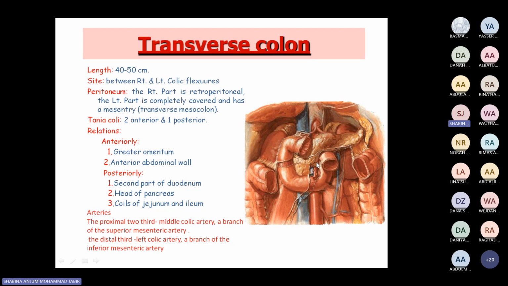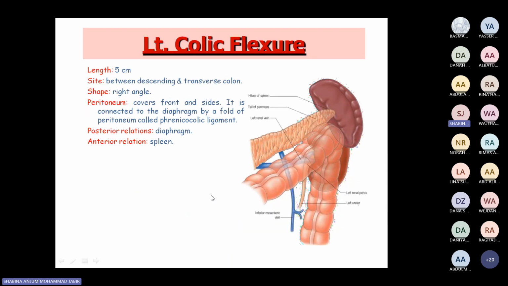What about the arteries now? We know the proximal two-thirds is supplied by the middle colic artery, a branch of the superior mesenteric artery, and the distal part by the left colic artery, a branch of the inferior mesenteric artery.